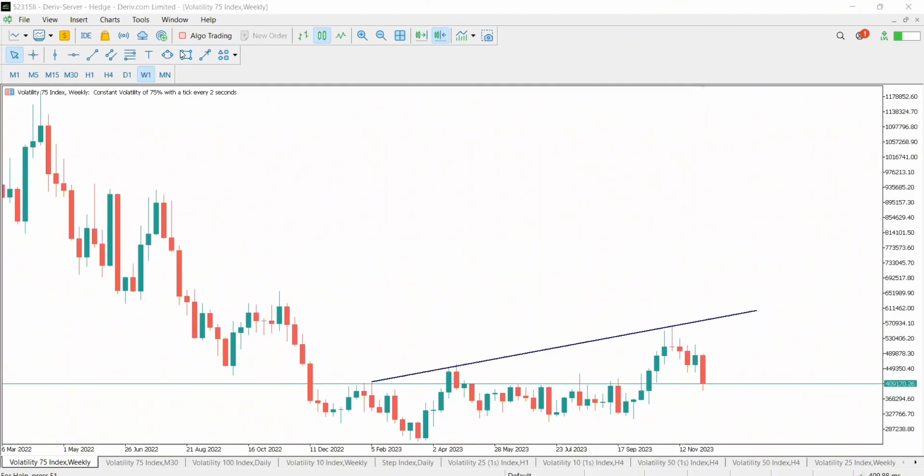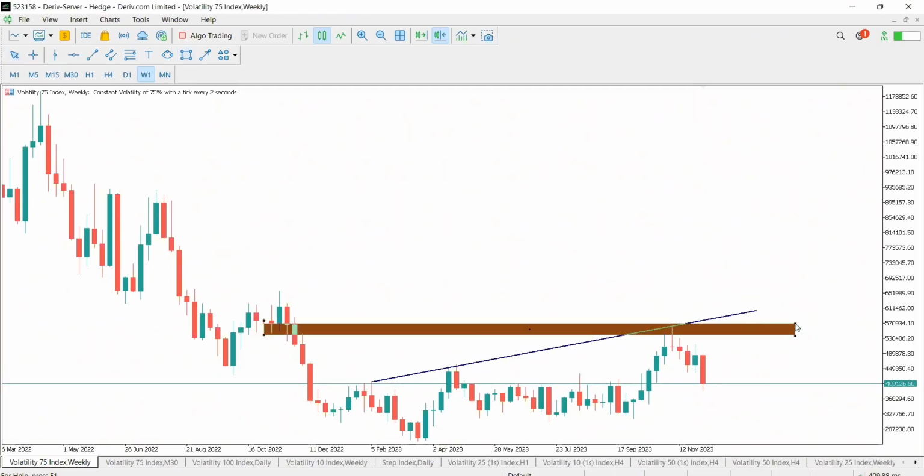Another thing that you can use is this untested level. You can see the market created an M here, right? And never tested the neckline. So you'll mark this structure. Meaning here you have two things now. You have a trend line, and you have this neckline that was not tested. You can see the market broke down, but never tested this M.